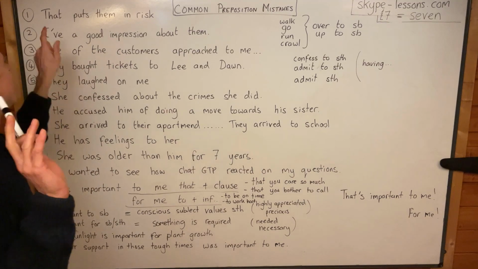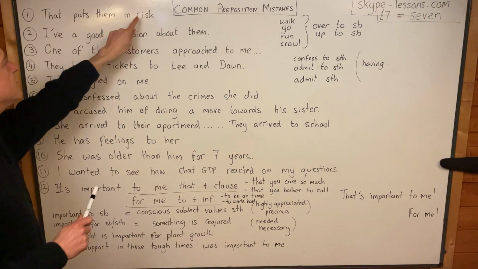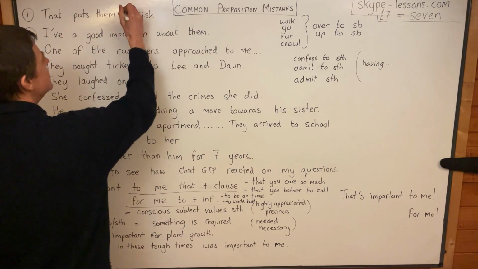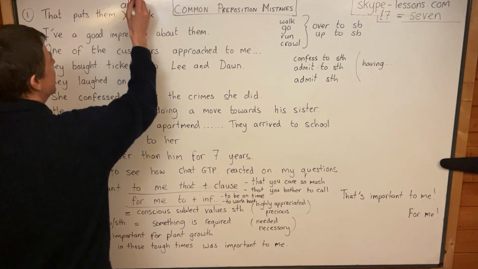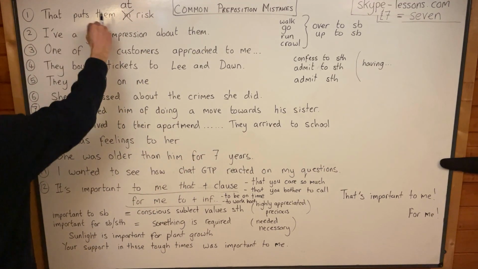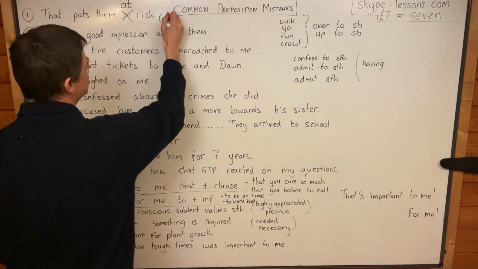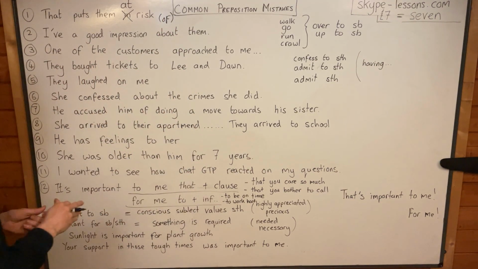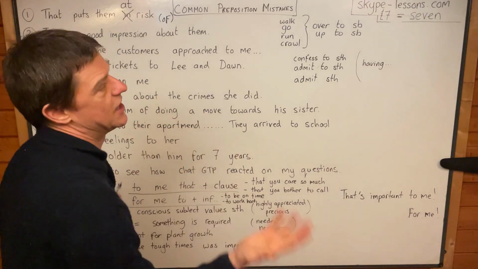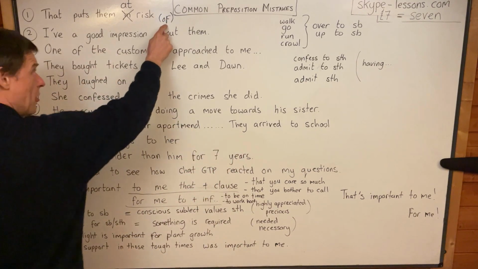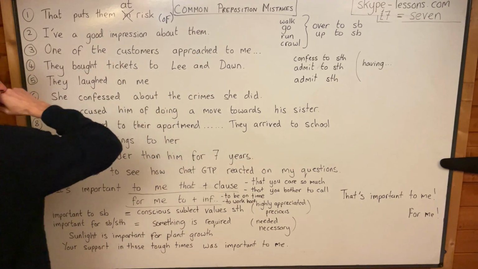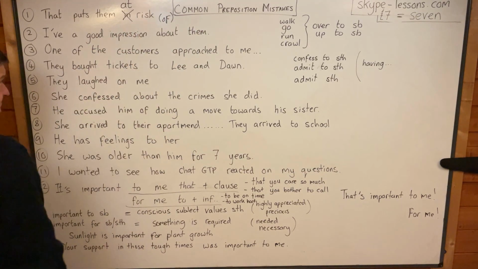That puts them in risk. No, the phrase is at risk. Yeah, he is at risk. That puts them at risk. And if you want another preposition, of, if you're going to say what they're at risk of, yeah, he is at risk of dying, whatever. But of and then gerund after it. Okay, if you're going to give it an object.